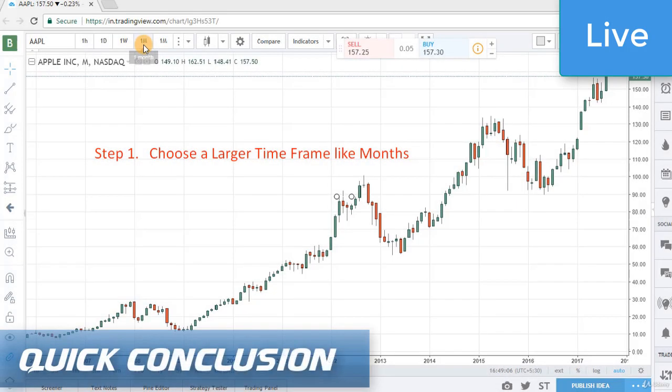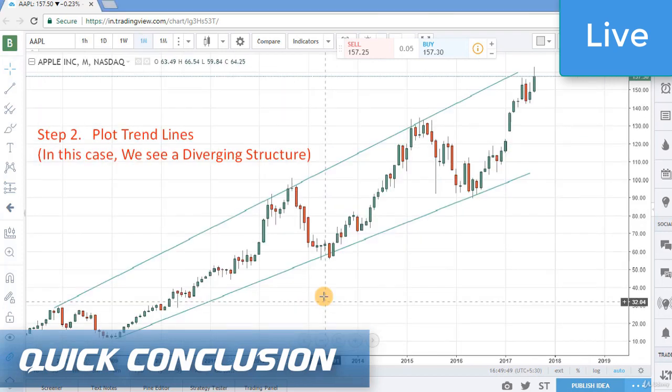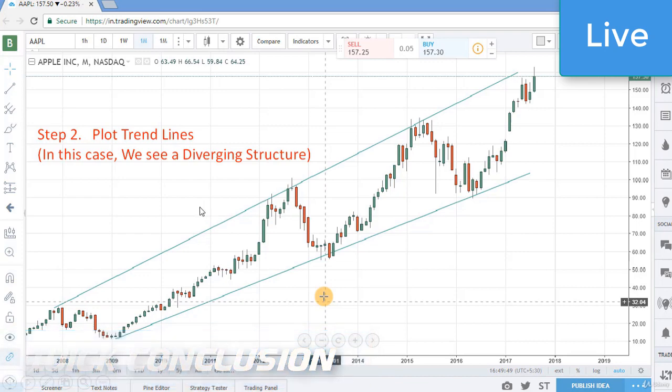So guys, let me do a conclusion for you. The first step is to get on a longer time period, such as months or weeks. In this case, we are on months. The second thing you want to do is plot the trend lines so that you can see how the stock is performing. You can see the stock is in an uptrend, as well as there is a divergence structure going on. In this area the stock is too limited, whereas these are going wider and wider. This is diverging, so the stock is having a divergence structure right here.